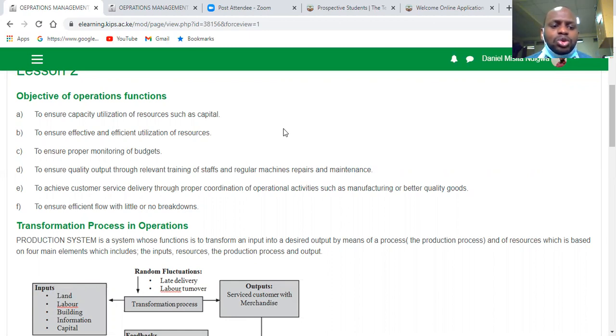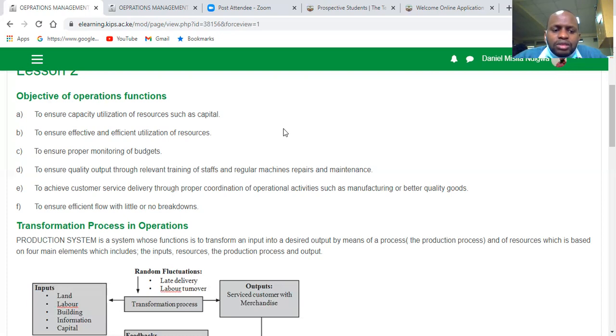The other thing is to ensure quality output through relevant training of staff and regular machine repairs and maintenance. So quality is very critical in operations management in that it helps you to be able to provide quality to the customers. Remember, the customers will always be dependent on what you give them. And if the quality is bad, customers will always run away from your organization.